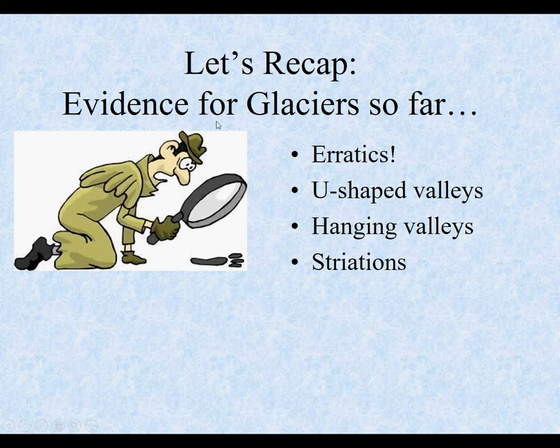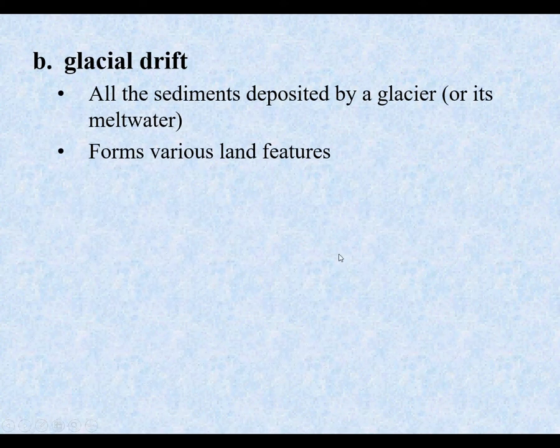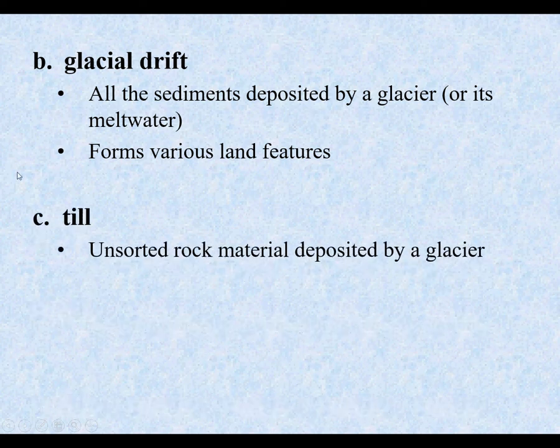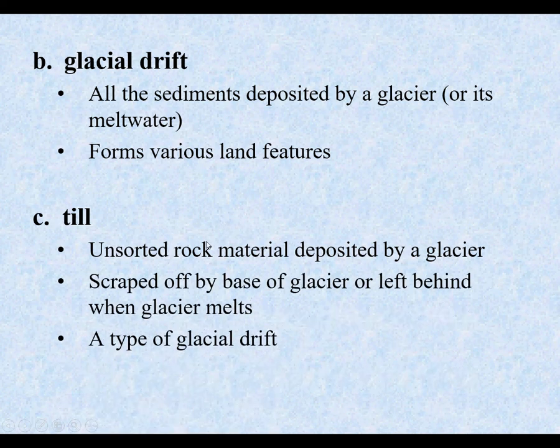So let's recap real quick. Evidence: erratics, U-shaped valleys, hanging valleys, striations. Glacial drift, right? So glacial drift's easy. It's anything that's in the glacier and it drops out. So one of those things is called glacial till, right? And glacial till is just rock material being deposited by a glacier. It's all the stuff they scrape off.